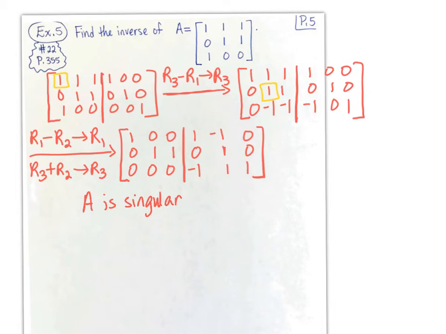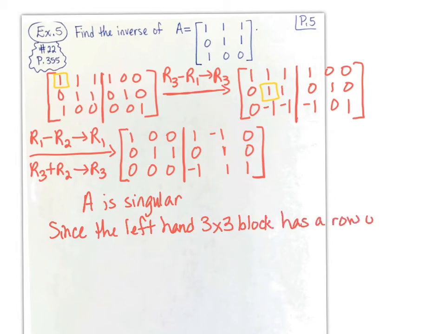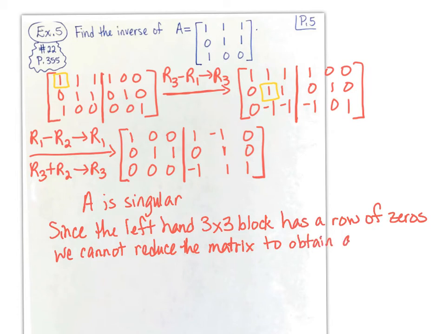And the reason is, since the left hand 3x3 block has a row of zeros, we cannot reduce the matrix to obtain the three by three identity on the left. Okay? What questions do you have?